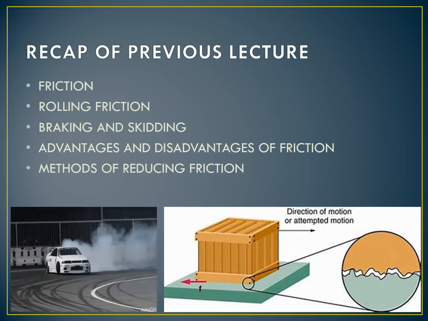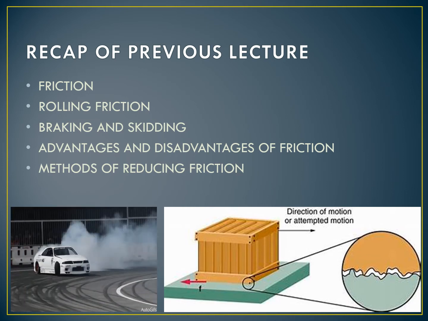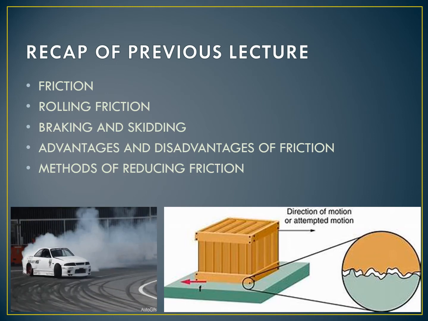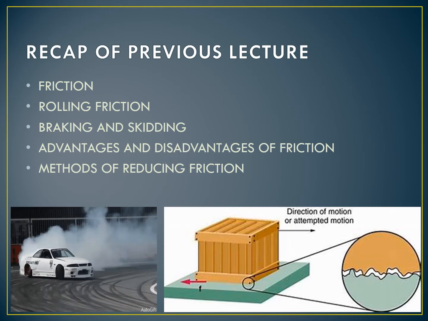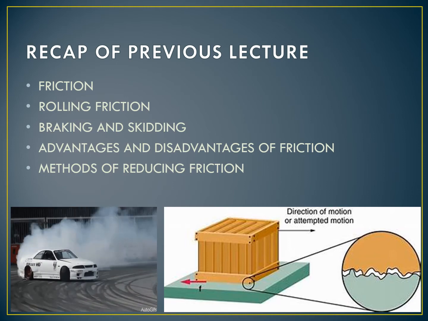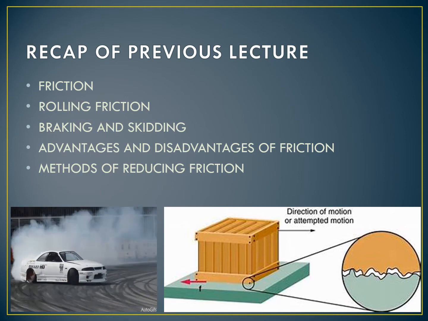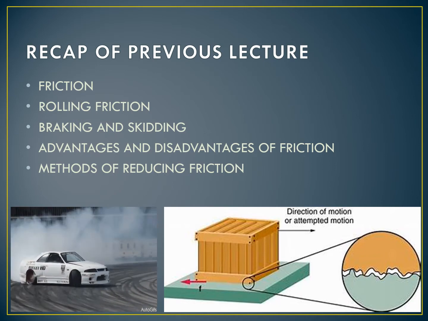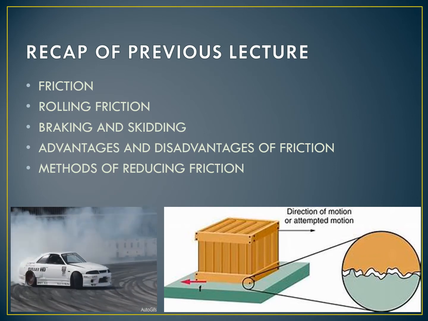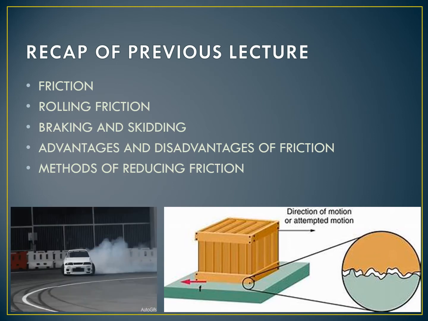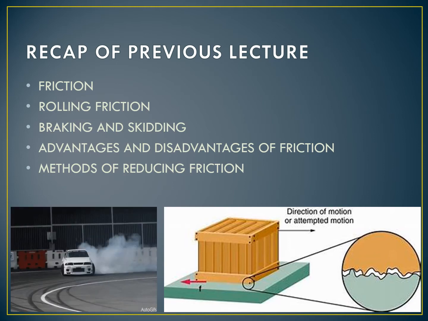In the previous lecture, we have studied friction. Friction is the force that opposes motion of the moving objects. Then rolling friction. The force resisting the motion of the rolling body on a surface is known as rolling friction. Then braking and skidding. If the brakes are applied too hard, then they lock up the wheels at once, and due to the large momentum the car may skid off and lose its directional control.